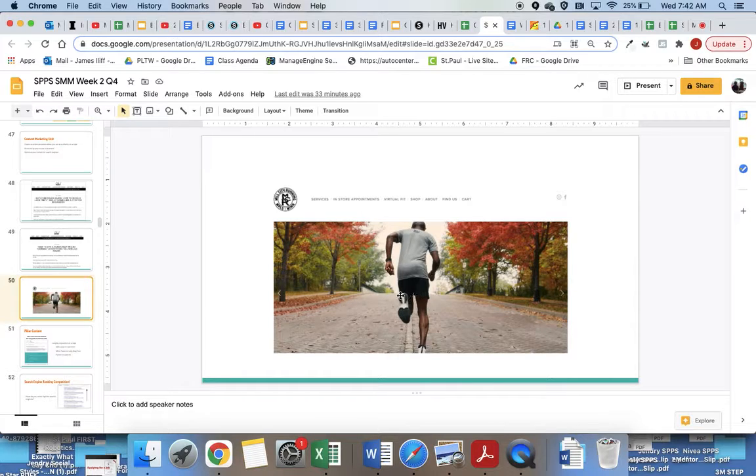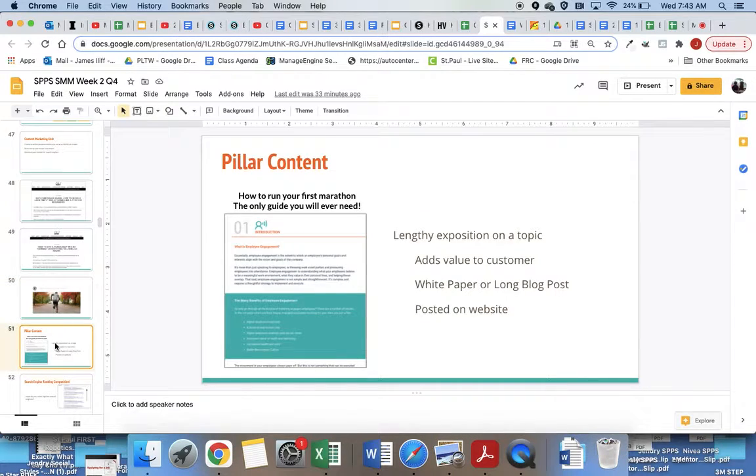So these are high-end. These are like $100 shoes, $200 shoes for people who run a lot. Well, maybe what they would do is produce a piece of content that says, how to run your first marathon, the only guide you'll ever need. Their goal is to be found by prospects who are out there searching for, hey, how do I run my first marathon?